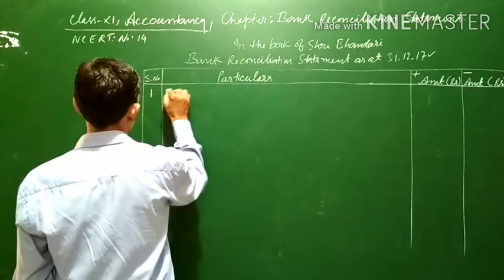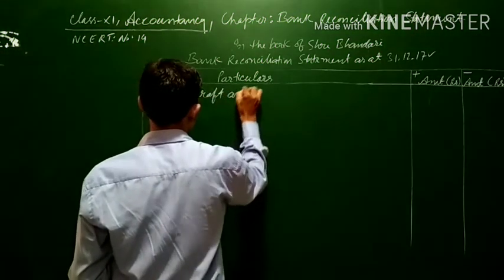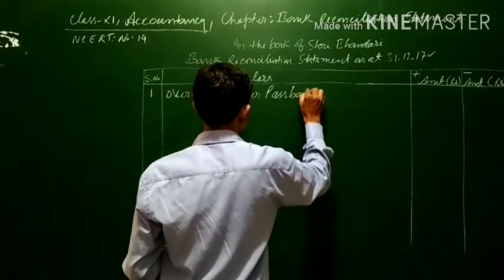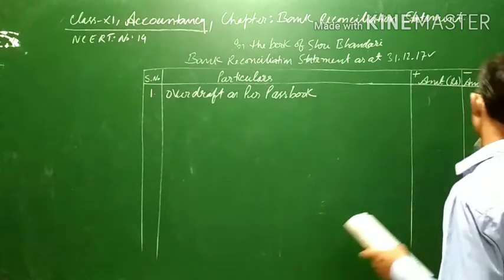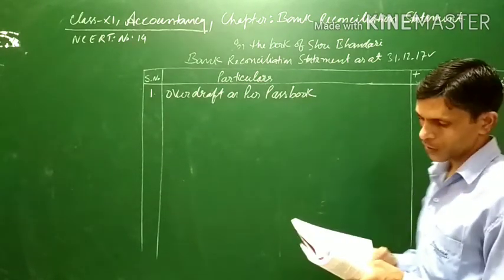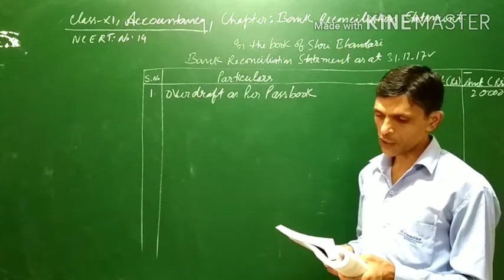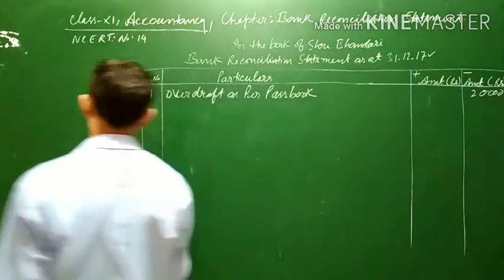First, overdraft as per passbook. The balance given as overdraft as per passbook is 20,000. So we will be writing it in the minus column, because this is an overdraft balance or unfavorable balance. Second, the payment of a check of rupees 500 was recorded twice in the passbook. See how it will be solved.